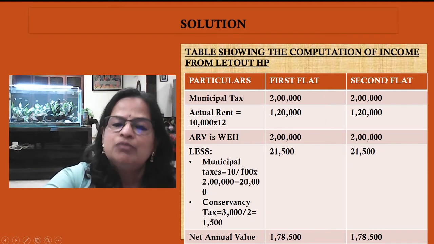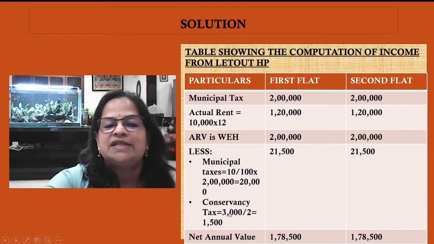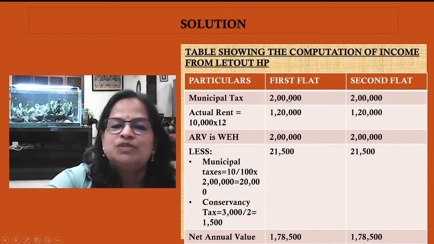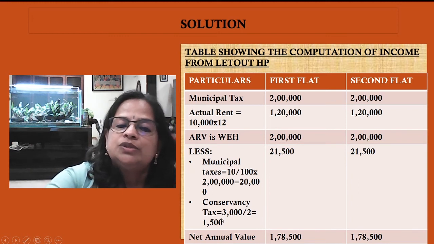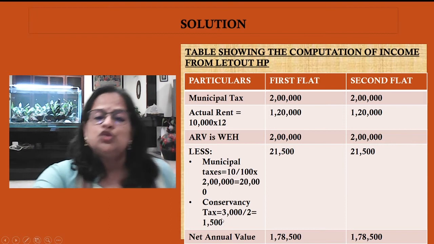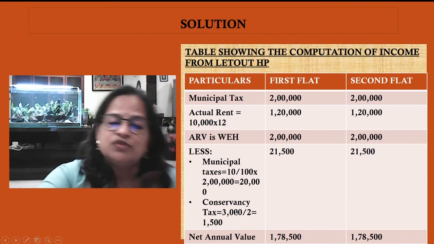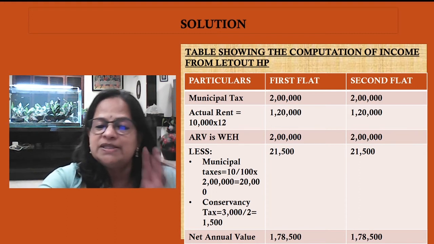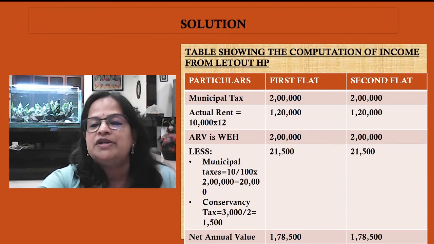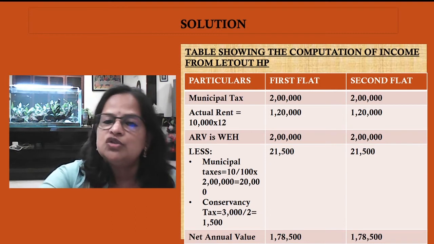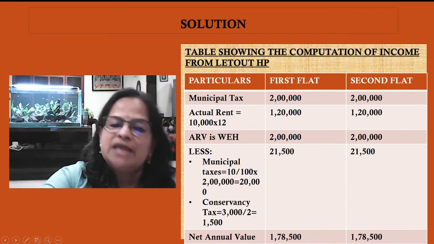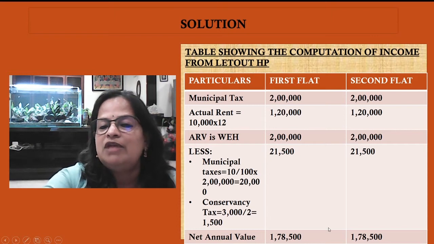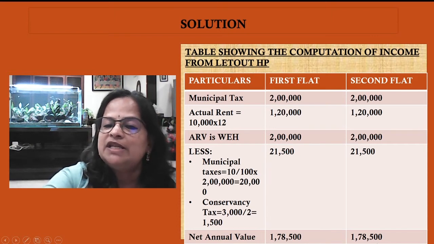Now you are reducing municipal taxes and conservancy tax. Municipal tax is 10% of municipal rental value, and conservancy tax is 2%, that is 3,000 for 2 houses. So we have to divide by 1,500 each. So 2 houses it's 3,000. So 1 house it will be 1,500 each. 1,500, other house also 1,500. So from annual rental value, you are reducing municipal tax and conservancy tax, you are getting net annual value. Net annual value is 1,78,500.